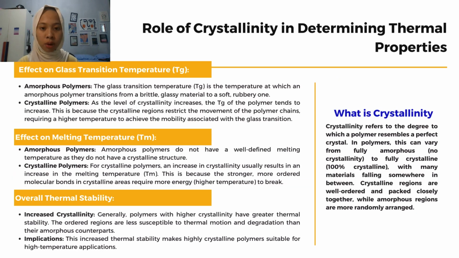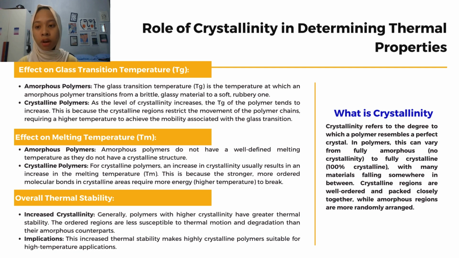Next question, role of crystallinity in determining thermal properties. So first, what is crystallinity? Crystallinity refers to the degree to which a polymer resembles a perfect crystal. In polymers, this can vary from fully amorphous or non-crystalline to fully crystalline, 100% crystalline, with many materials falling somewhere in between. Crystalline regions are well ordered and packed closely together, while amorphous regions are more randomly arranged.